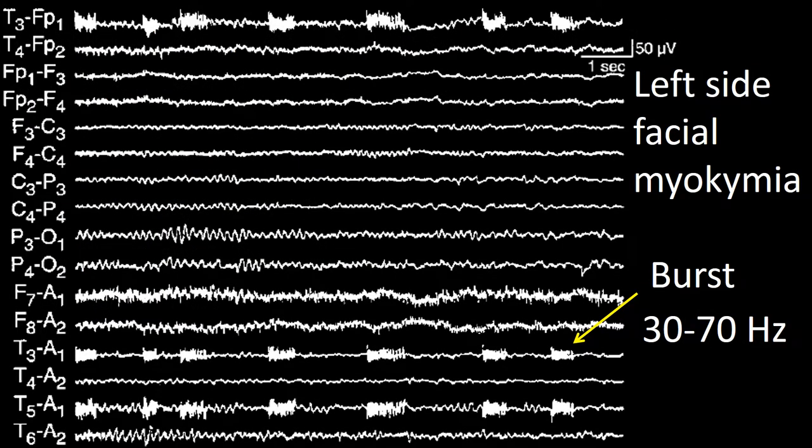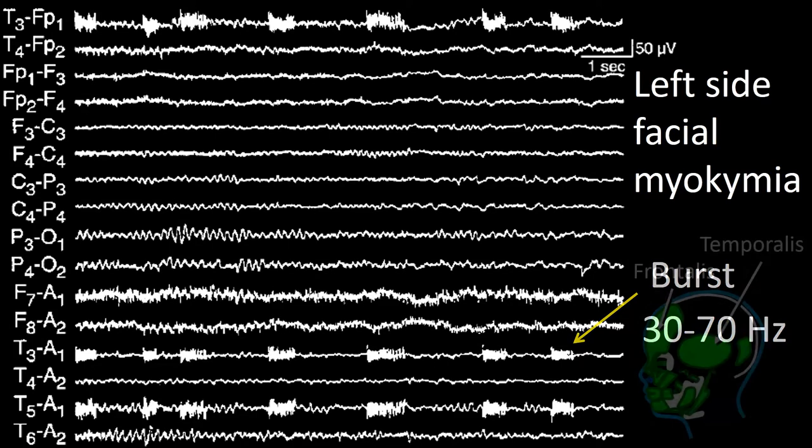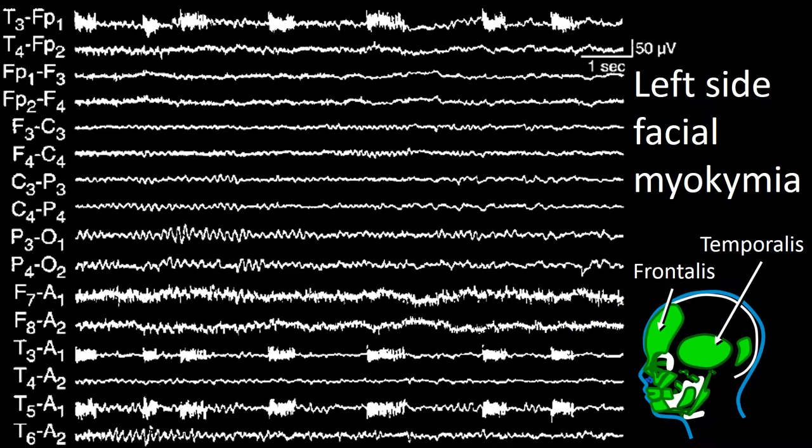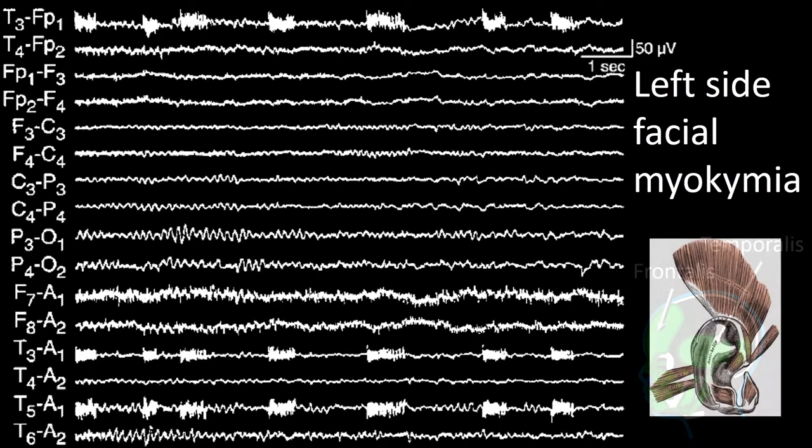Facial myokymia consists of unilateral short bursts of 3 to 7 Hz myogenic activity occurring with clear-cut periodicity during wake and sleep. It is usually an activity that involves the frontalis or the temporalis muscles. But at times, facial myokymia may involve the vestigial auricularis muscle. In such cases, EEG evidence of myokymia may occur with no apparent clinical movements.